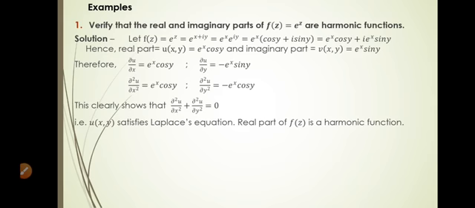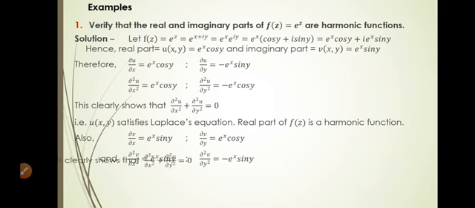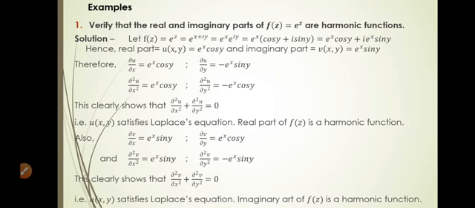In the same way you can prove that the imaginary part v(x, y) = e^x sin y is a harmonic function. From the two second order partial derivatives it is clear that their sum is 0, that is function v satisfies Laplace equation and hence the imaginary part of f(z) is a harmonic function.